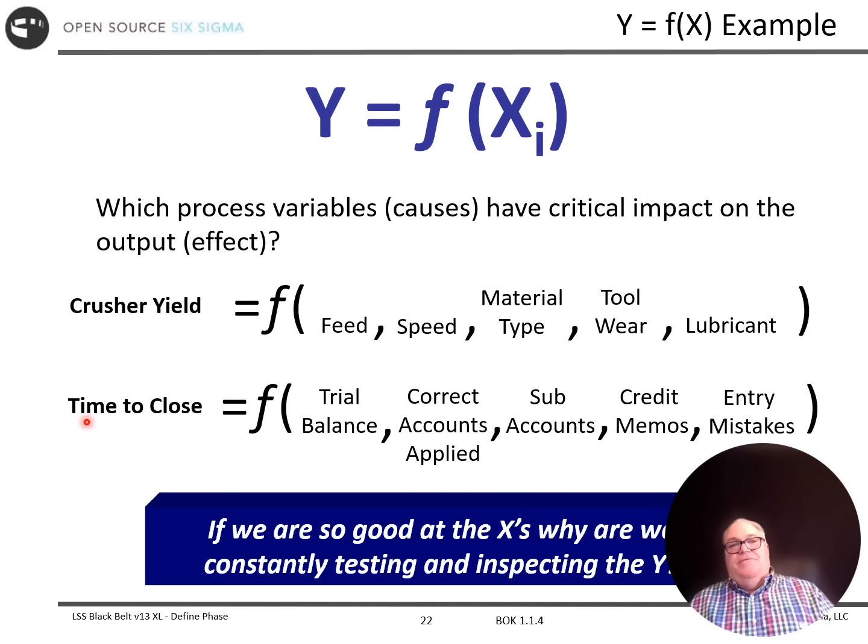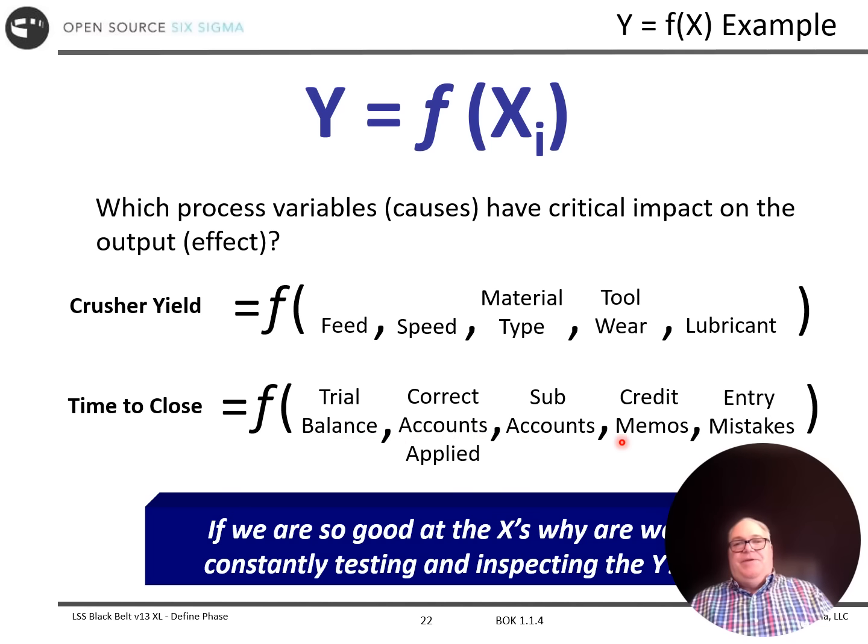So if we're going to try to fix the time to close, we're going to have to focus on some of these lower level inputs to make them better. Which one? Well, we probably could figure out where we should start. Is it data entry errors? Do we have too many sub accounts? Not enough sub accounts? How far off is our trial balance when we go to close at the end of the month?